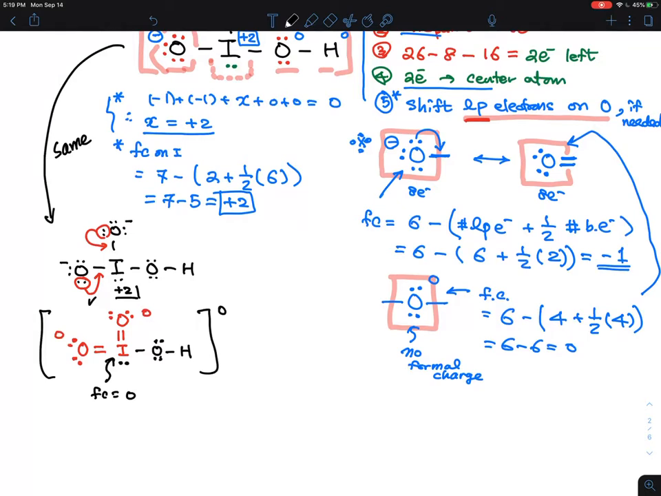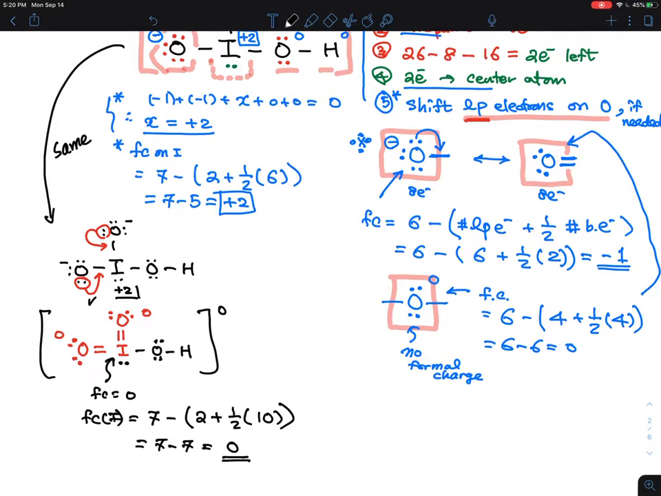If you want to do this one more time, formal charge on iodine. Iodine means 7 valence shell electrons. How many lone pairs? You got 2. How many electrons in the bonds? You got 5 bonds, so that's 10 electrons. So therefore, 7 minus 7 is a 0. So no formal charge on the center.